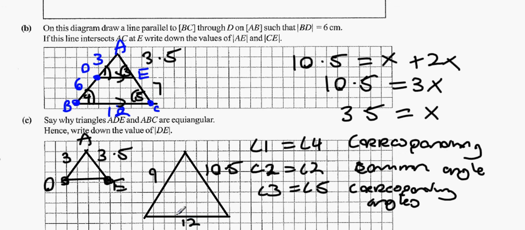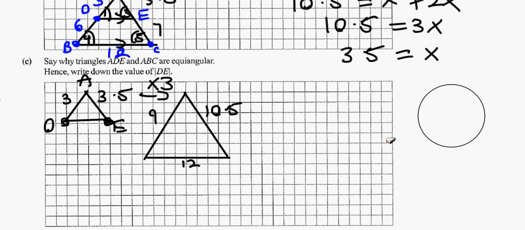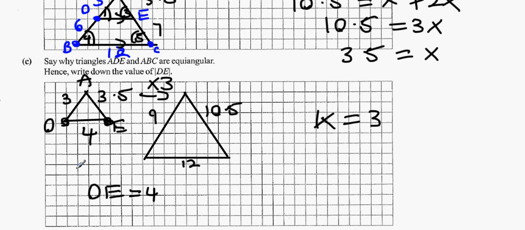Well, what we can see is that this triangle here is 3 times bigger. It's an enlargement of 3. Okay? So because it's an enlargement of 3, this means that DE has to be 3 times smaller. So this makes DE equal to 4 because the scale factor is 3. Okay, that concludes the end of this video.